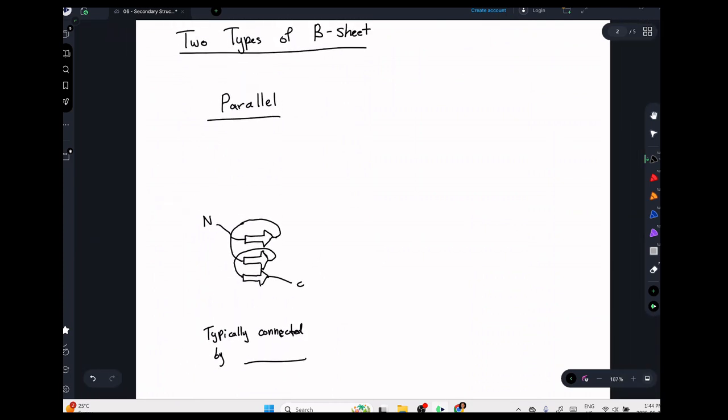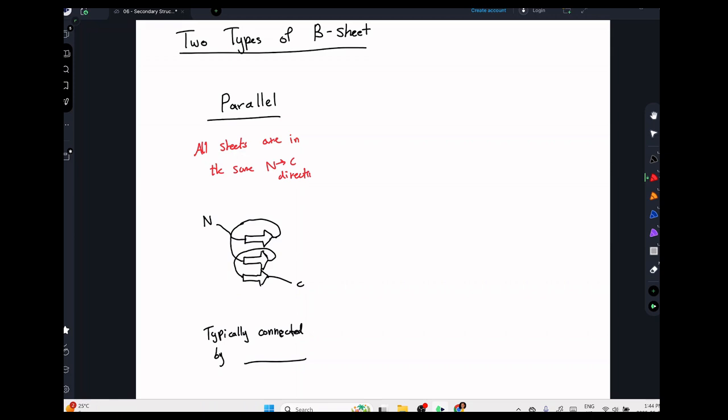The important thing about the parallel beta sheet is that all of the sheets, or all of the individual sequences, are in the same direction. So I say N to C direction. Here's an example. We start at the N-terminus and we go here. So this is N to C, this way. We loop back around, and you're going to see these loops. We loop back around and we go here, N to C. We loop back around, N to C. So all of these sheets are oriented, they're moving in the same direction. That is what we mean by a parallel beta sheet.